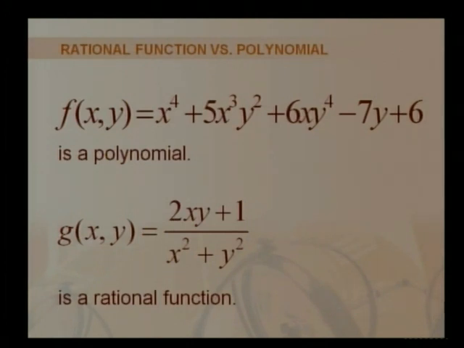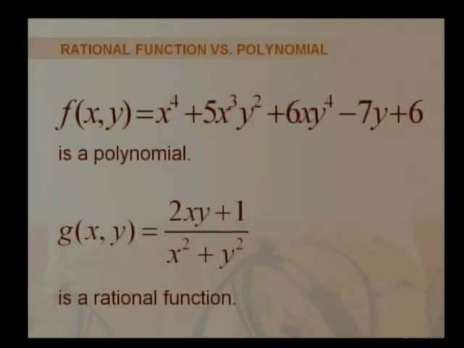A rational function is the ratio of two polynomials. Here is an example: f(x, y) is equal to x raised to 4 plus 5x cubed y squared plus 6x y raised to 4 minus 7y plus 6. Here we can see this is just the sum and the product of different polynomials, different functions in x and y. The second function is g(x, y), which is equal to (2xy plus 1) upon (x squared plus y squared). This is a ratio of two polynomials. We call it a rational function.